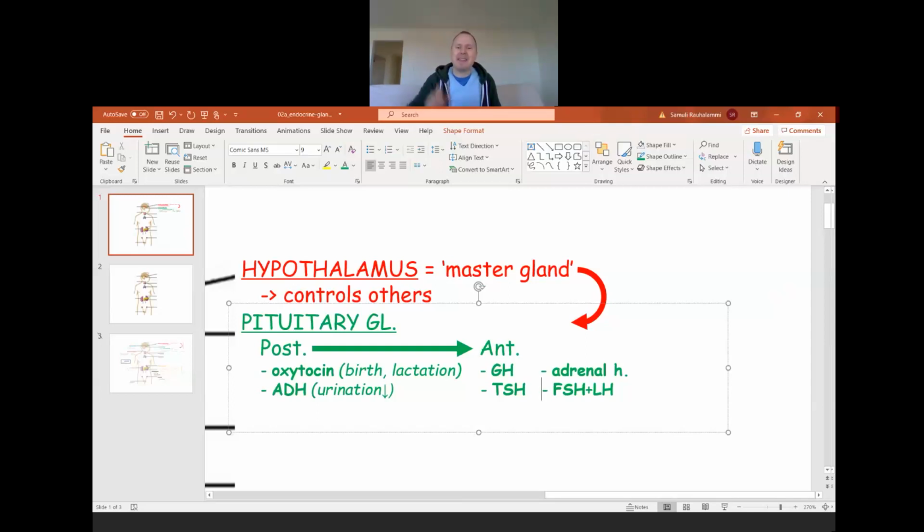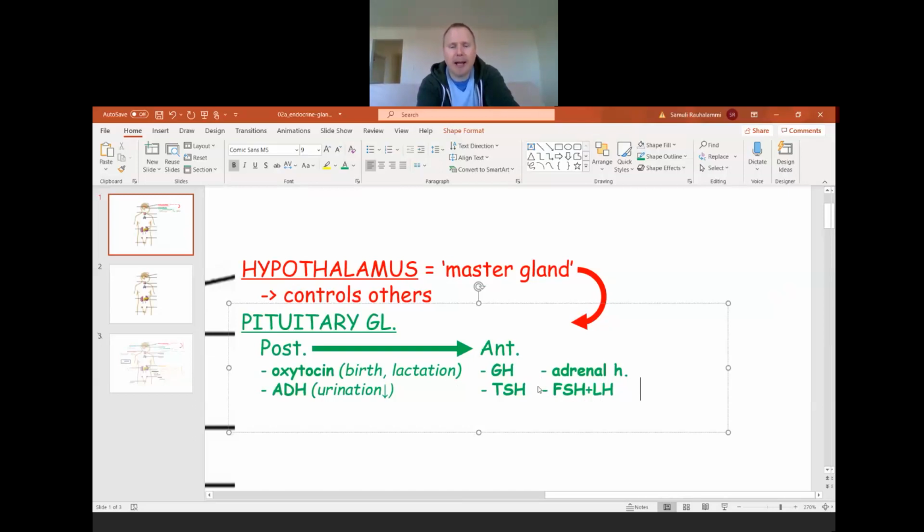So again, you can see that there is this process of steps. The hypothalamus controls the posterior pituitary, which controls the anterior pituitary, which then through thyroid stimulating hormone controls the thyroid gland. So it's this chain of commands that takes place in the hormonal system control.